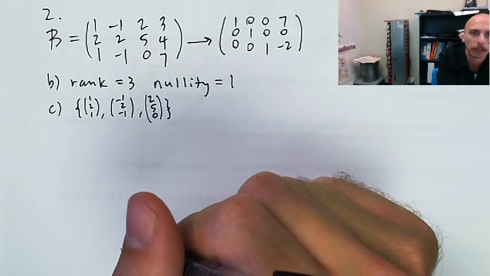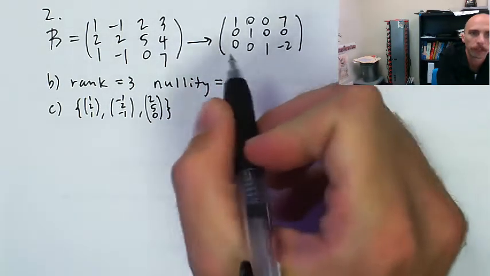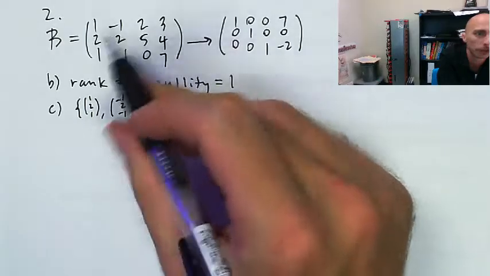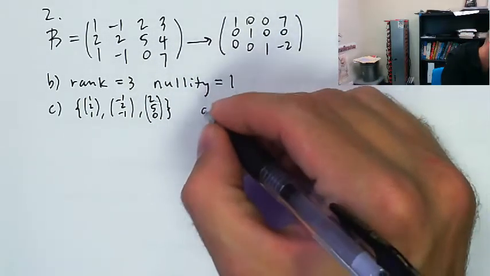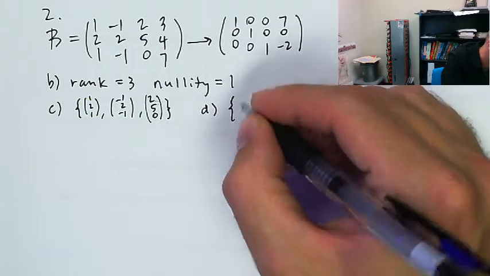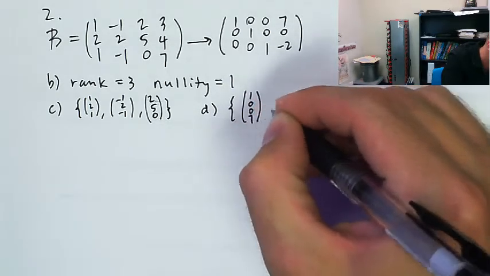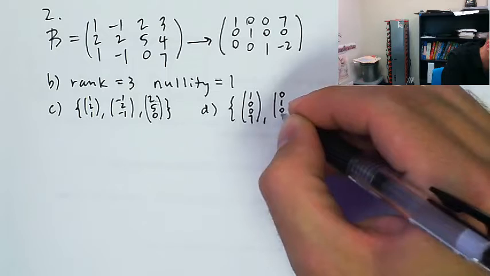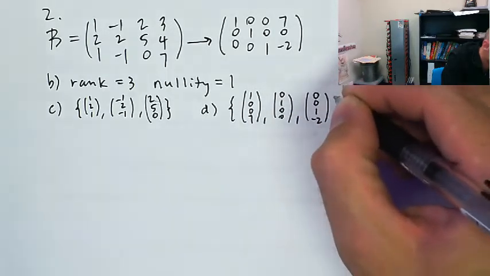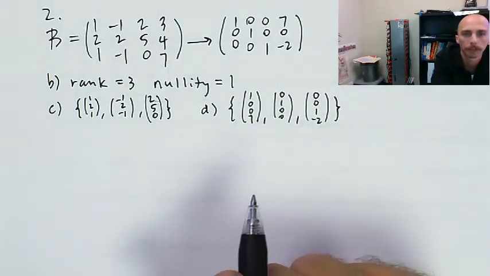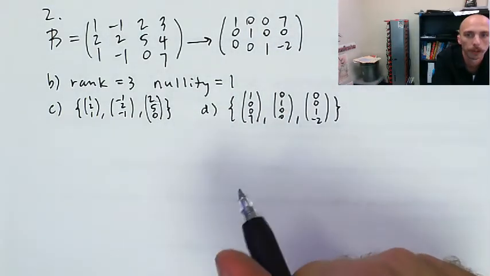Find a basis for the row space of B. Okay, it looks like all 3 of these are going to be independent, so I could use those 3 rows, or I could use these 3 rows. And so I'm going to say that's the basis, just the non-zero rows of the matrix in reduced form.